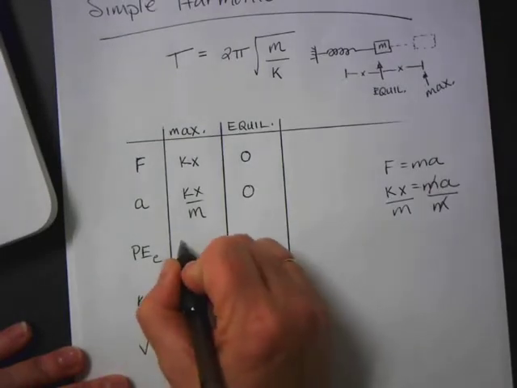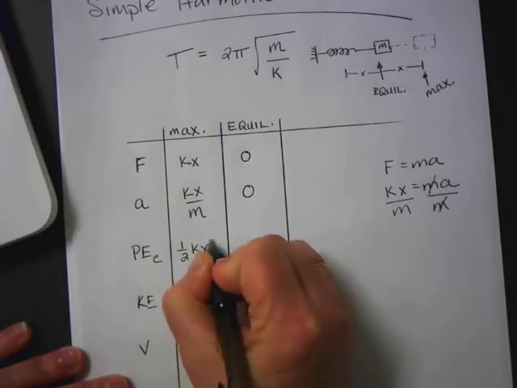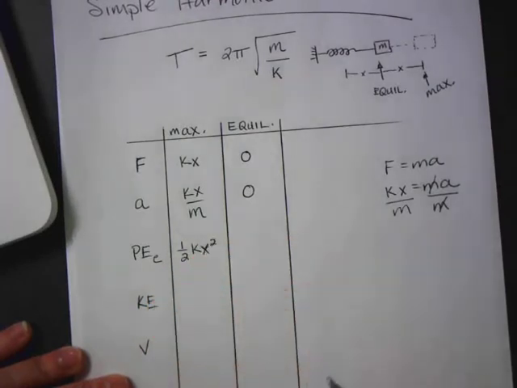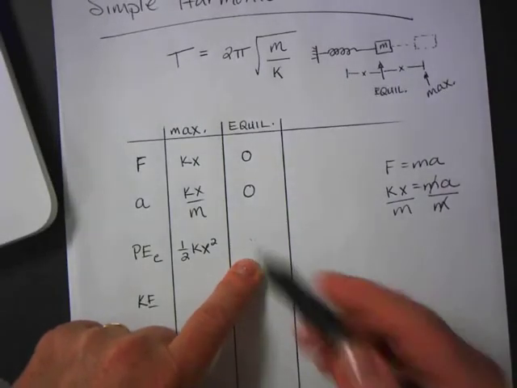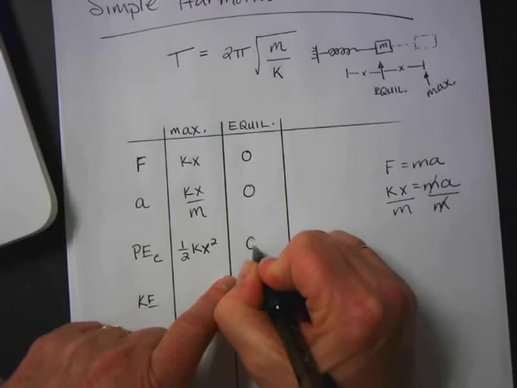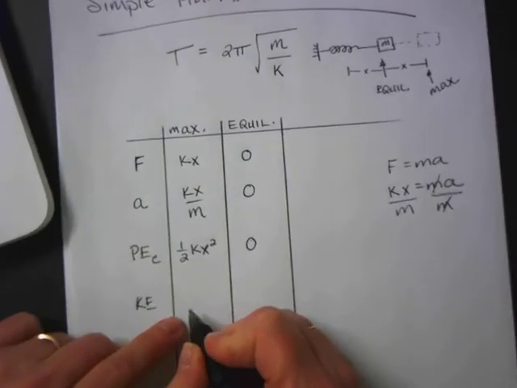For potential energy due to a spring, if you remember from when we did kinematics, that's just going to be 1/2 kx squared. At the equilibrium spot, there's no stretch for the spring, so that's going to be 0.